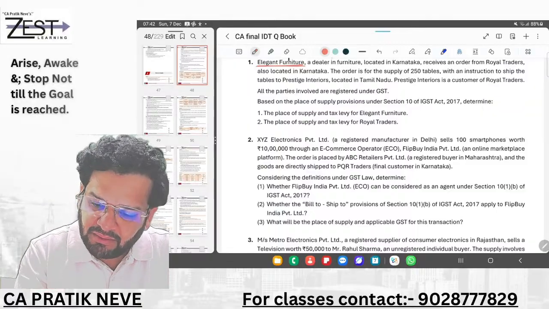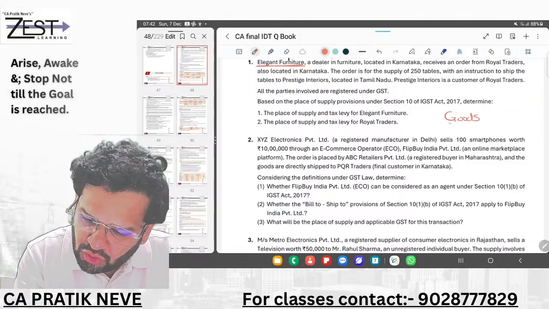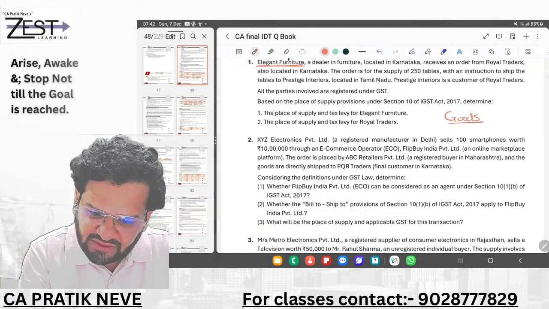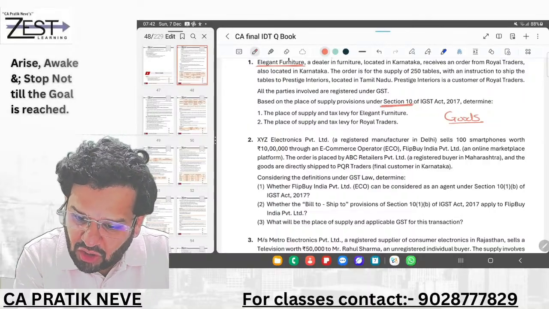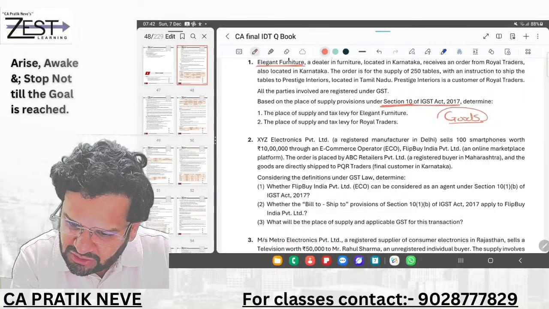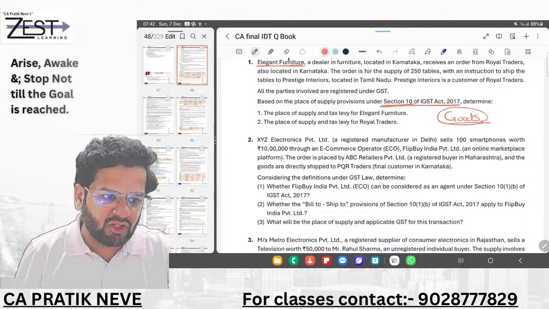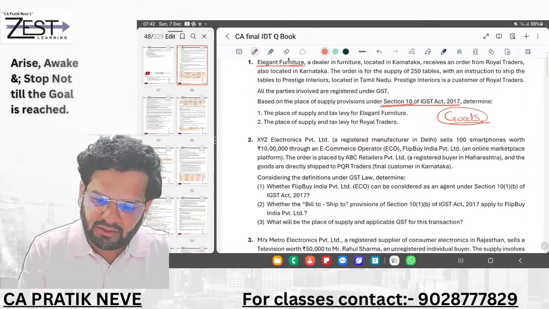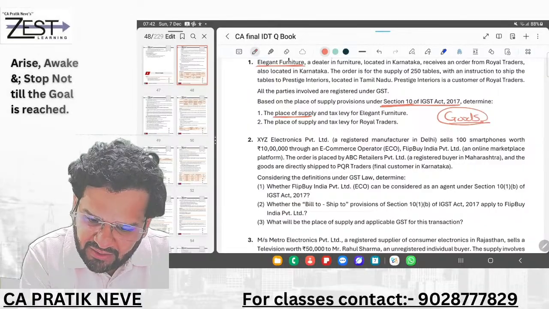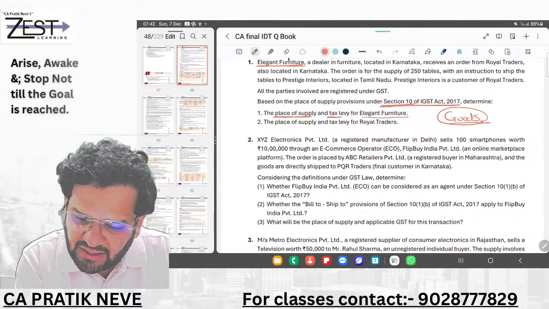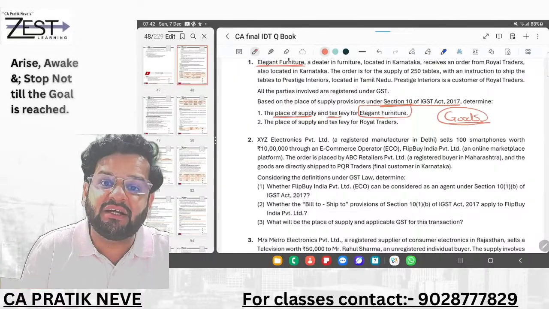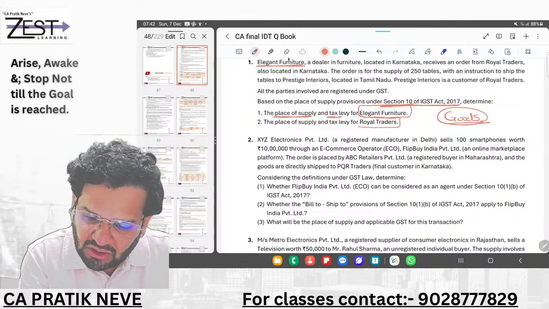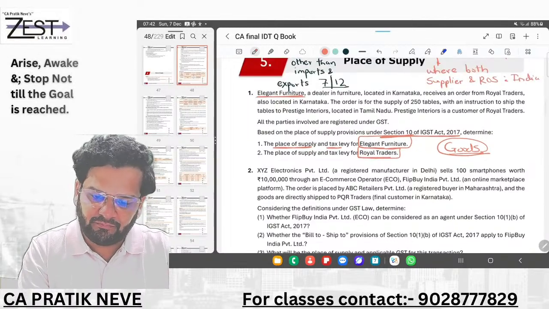See, Elegant Furniture. Furniture means here it must be about goods. The question is based on the place of supply provisions under section 10 of the IGST Act, so it is for goods. Section 10 of the IGST Act means import and export is not involved. Determine the place of supply and tax levy for Elegant Furniture and for Royal Traders. Let's see.